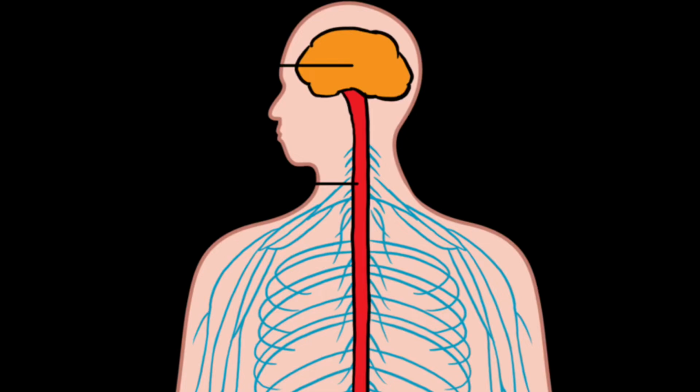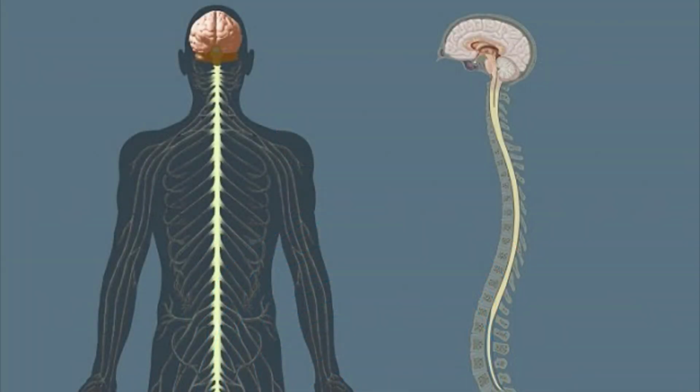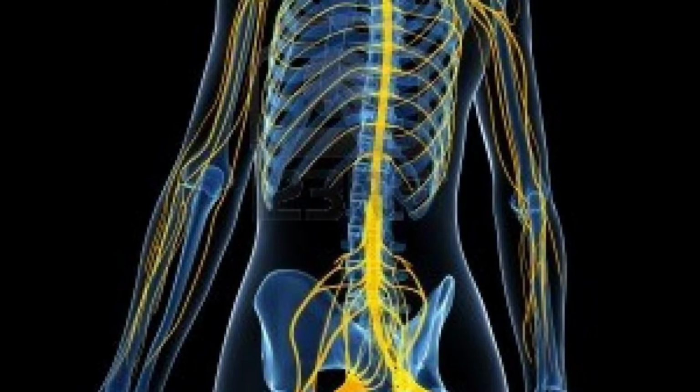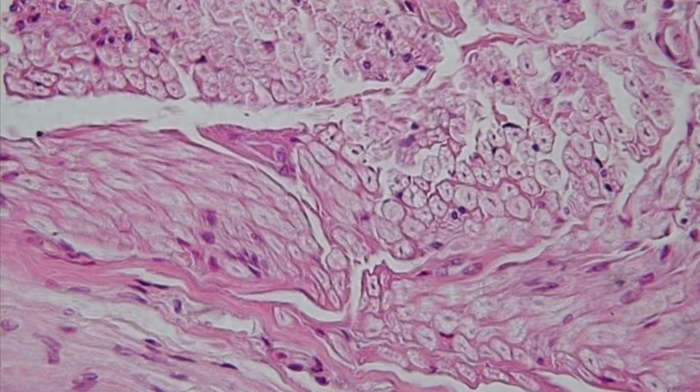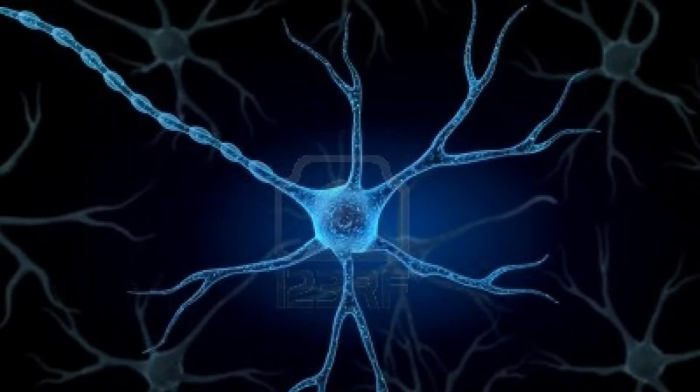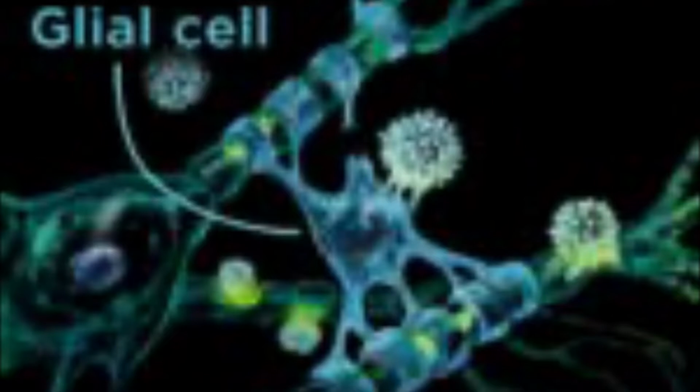The nervous system is broken into two parts, the central nervous system and the peripheral nervous system. The central nervous system is made up of the brain and the spinal cord. The peripheral nervous system is made up of the rest of the nerves in the body. Both these systems are composed of nerve tissue, and this nerve tissue is in the form of two types of cells, neurons and glial cells.